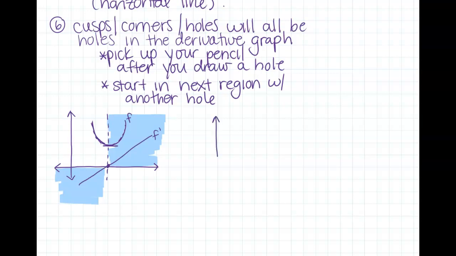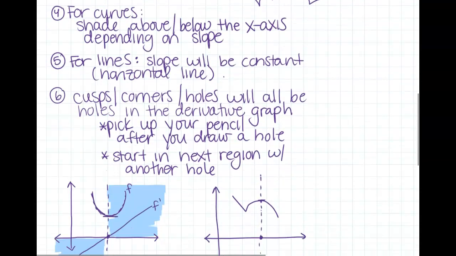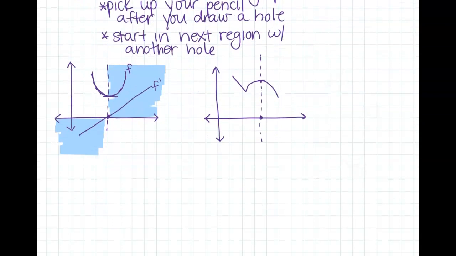For another one, let's say our graph looks like that. Our first step was to find where the tangent line is horizontal. That'll be right there. We go down here. There's our x-intercept. We do a vertical dotted line. Then we draw vertical lines at cusps or corners. Here's a cusp. I'll draw a vertical line right there.